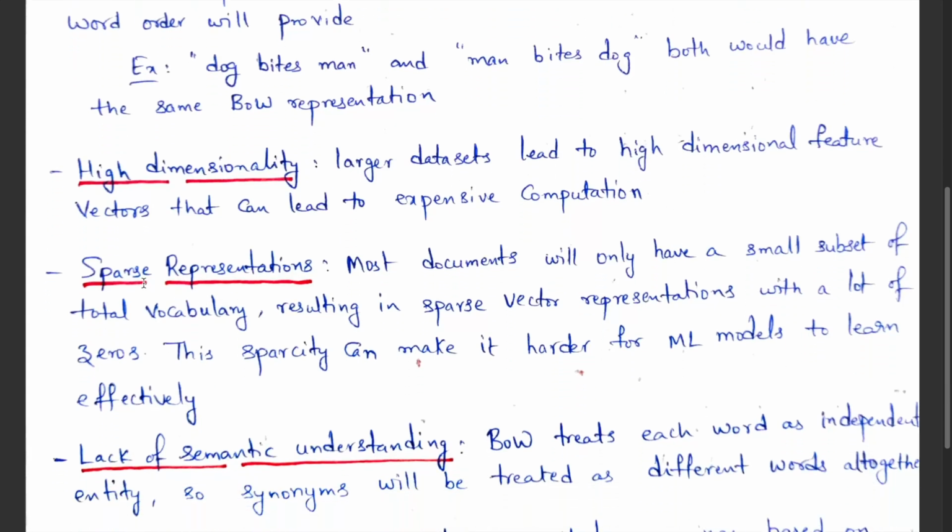The third problem is sparse representation. Most of the documents will only have a small subset of the total vocabulary. The total vocabulary is nothing but the unique words present in all the documents that we have, right? But most of the time each document will have only a subset of the total vocabulary. That will result in sparse vector representation with a lot of zeros in the bag of words representation. So this sparsity can make it harder for machine learning models to learn effectively.